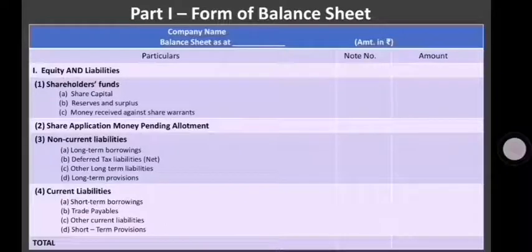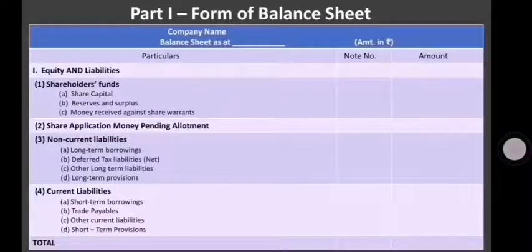For example, a company is bringing 10,000 shares to market for the public to subscribe, and you have a share warrant mentioning that 1,000 of these shares will be handed over to you. So whenever you present that warrant, the company first will have to give them to you, and then the remaining 9,000 shares will be given to the general public to subscribe. So this is called money received against share warrants.